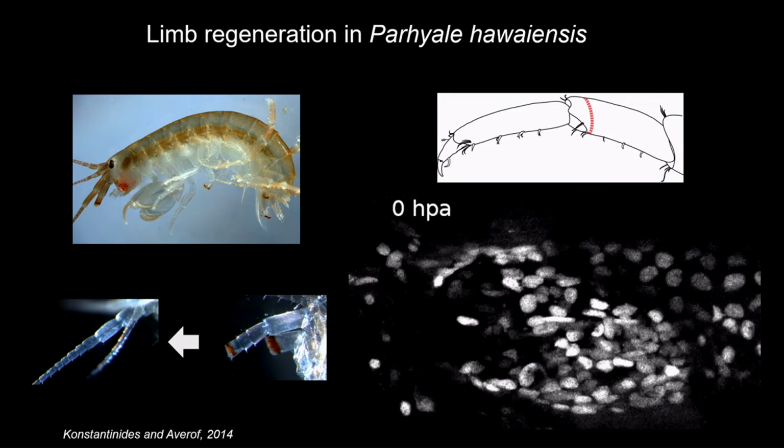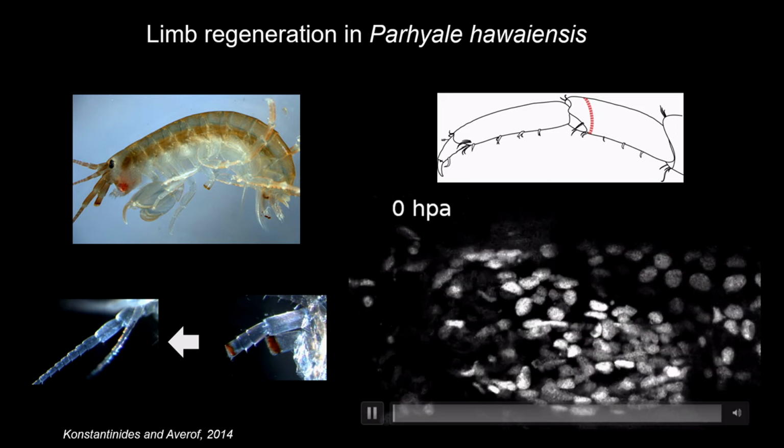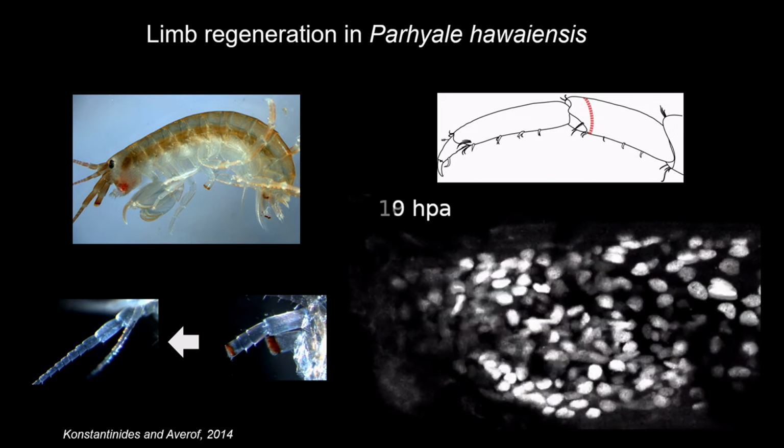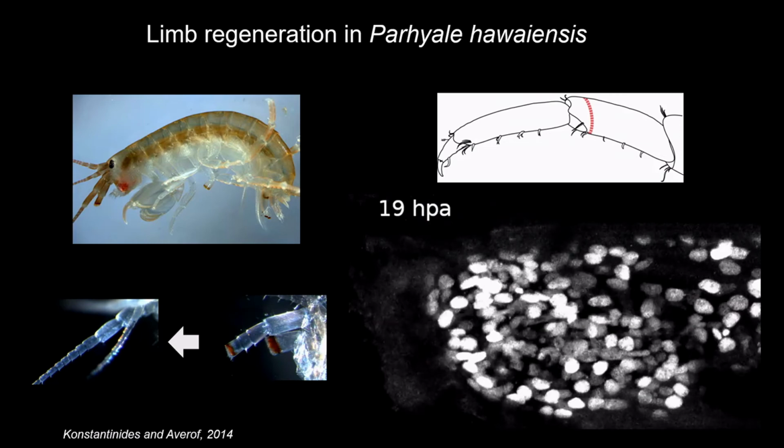So finally, I'd like to briefly introduce how Elephant is used in our research. This cute crustacean called Parhyale hawaiensis is the animal we use daily, and it can regenerate its limb after amputation. So please play the video on the bottom right. Yes, this is a movie of the regeneration process.